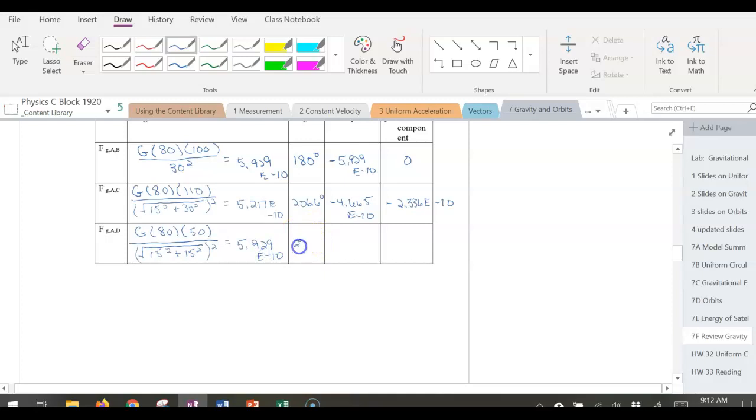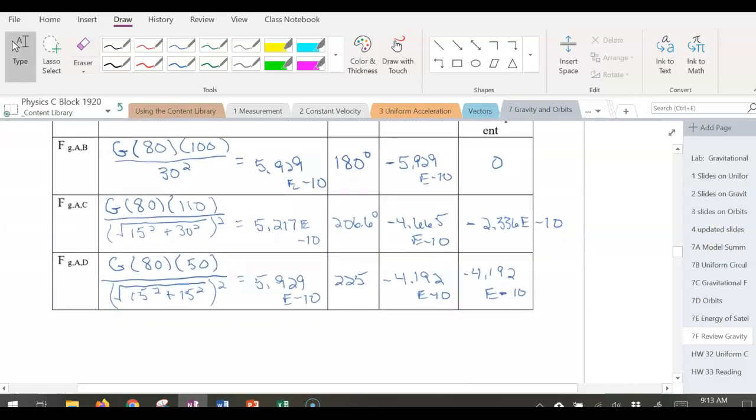This is at an angle of 225. And so the x component is negative 4.192 e to the negative 10th, and the y component is going to be the same thing, right? I mean, I could always put that in my calculator, the magnitude times the sine of 225, but it's a 45, 45, 90 triangle there. Okay, so I have all of the components of the forces.